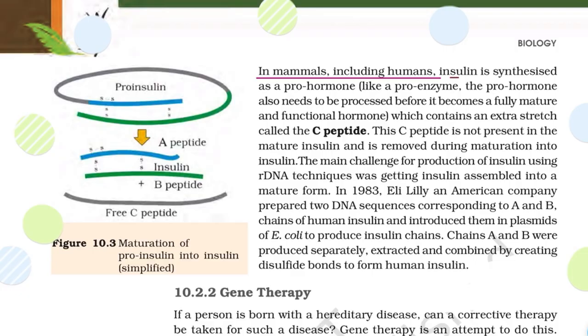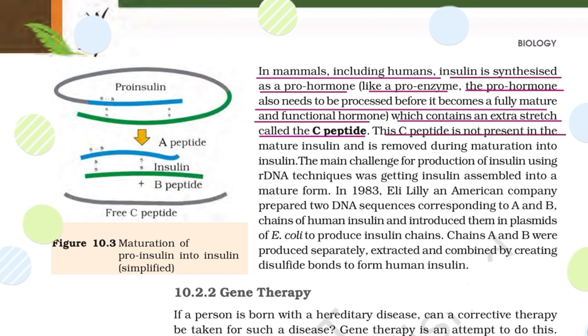In mammals, including humans, insulin is synthesized as a prohormone, like a proenzyme. The prohormone also needs to be processed before it will become a fully mature and functional hormone, which contains an extra stretch called the C peptide. This C peptide is not present in the mature insulin and is removed during maturation into insulin. The main challenge for the production of insulin using rDNA techniques was getting insulin assembled into a mature form.